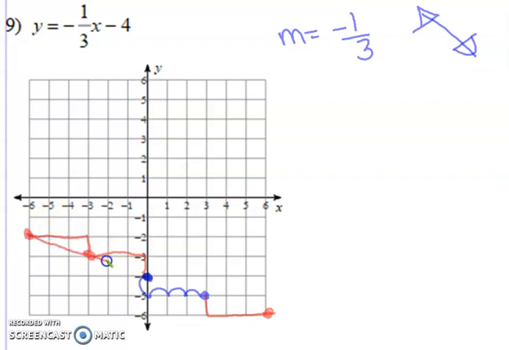Okay. Did that give me a negative slope? Yes. Okay, homework.